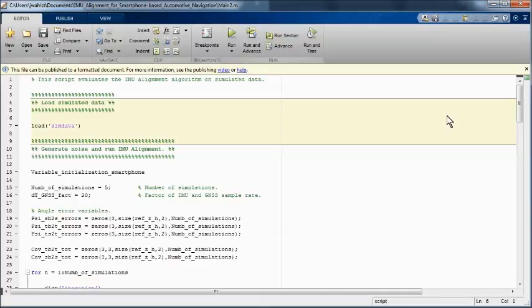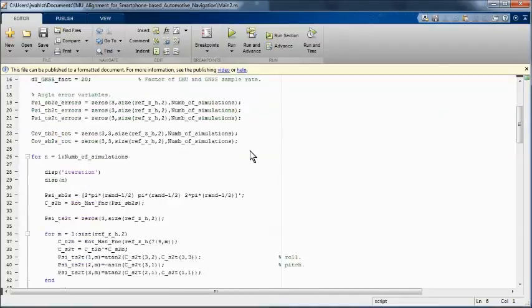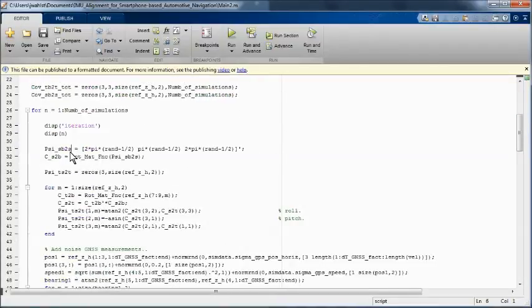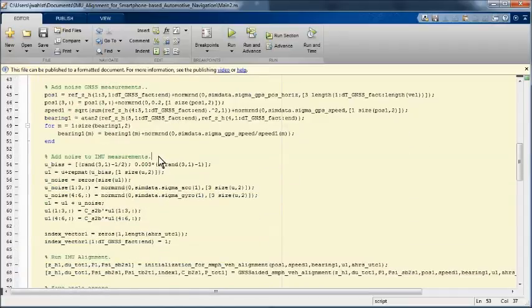The main file for the simulations is very similar. You first load all data, and this includes the true vehicle trajectory, and then in each simulation iteration you generate a constant smartphone to vehicle orientation, you generate GNSS errors, and you generate IMU errors.